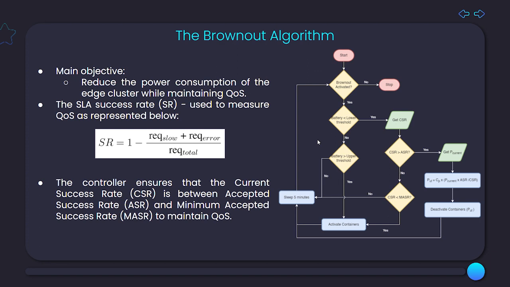Furthermore, in this algorithm, we check the condition if CSR is lower than MASR because we want to keep our success rate above the MASR. If it is true, containers will be activated back to ensure the success rate will be above MASR. Furthermore, if the cluster is above the higher battery threshold defined, it will activate the containers back to run the applications at the cluster's full capability.